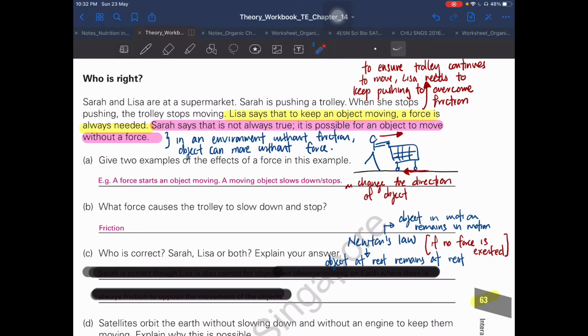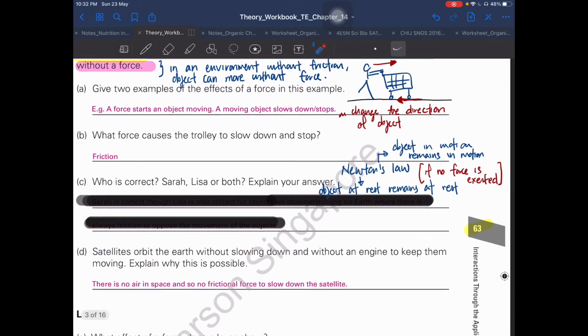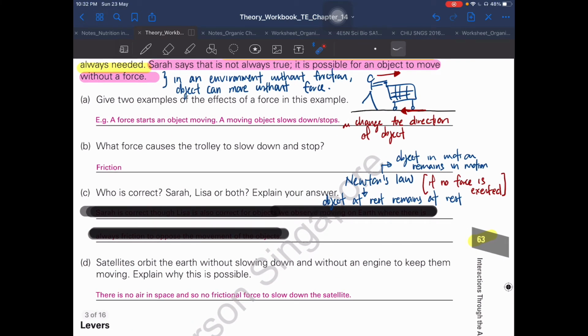And this actually helps to answer part D also, right? Satellites orbit around the Earth without slowing down and without an engine to keep them moving. Why is that possible? This is because there's no frictional force, or in other words, there's no air resistance acting on the satellite, so it will not slow it down at all. So that's where Newton's first law is very obvious, whereby an object in motion will continue to move if no force is being exerted onto it, right? So there's no need to exert any more force because there's no air resistance, it will continuously move.